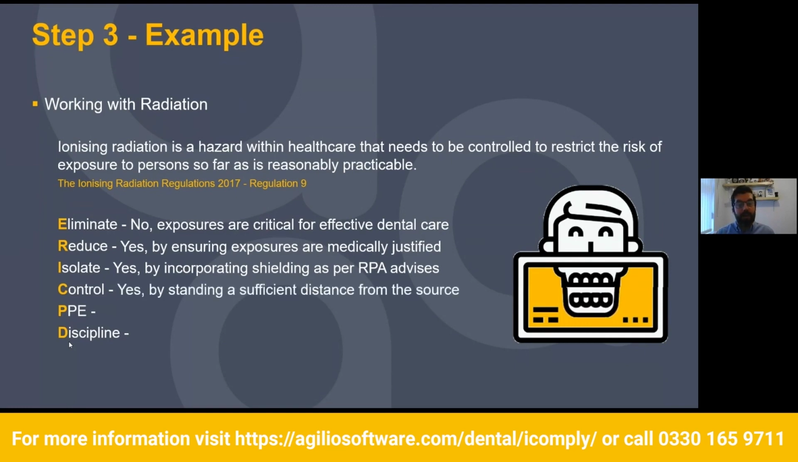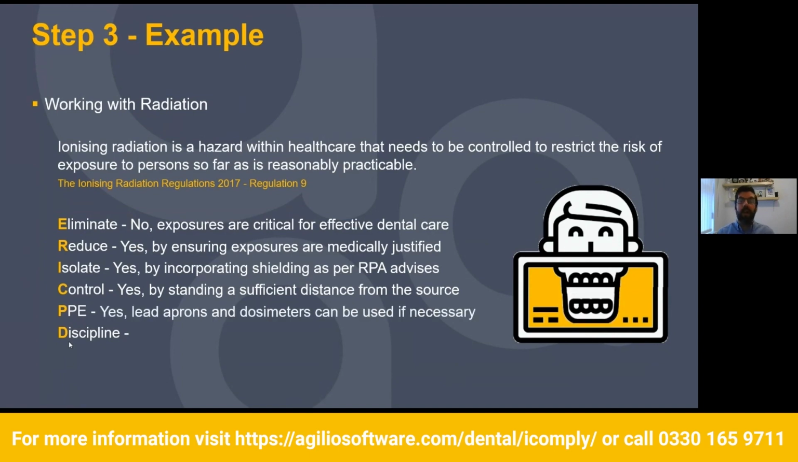Can we control it? Yes, we can. We control it by putting in measures and systems to help maintain safe distances. That's your local rules, for example. Standing at least 1.5 to 2 meters away from the source of the X-ray and ensuring people are aware of that. Standing outside the surgery when you take exposures. So these are all sort of control measures.